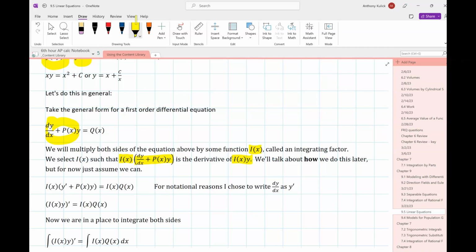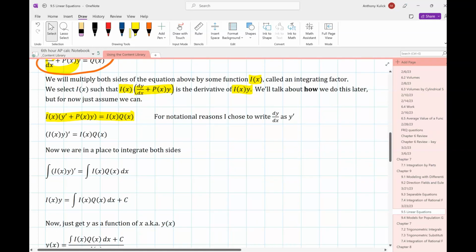If we do that, we can take our starting equation and multiply both sides of it by I of x. Here I chose to rewrite dy/dx as y prime, because it was a lot easier to type. The way we're choosing our I of x, we get that for free. When I multiply I of x to the left-hand side, it just makes that left-hand side the result of the product rule derivative of I of x times y.